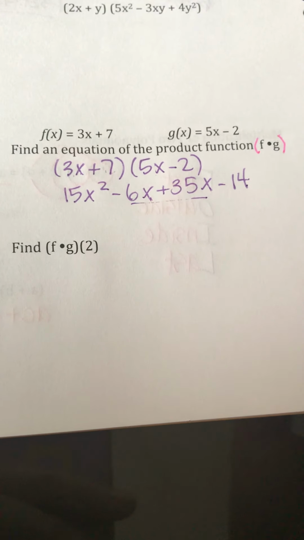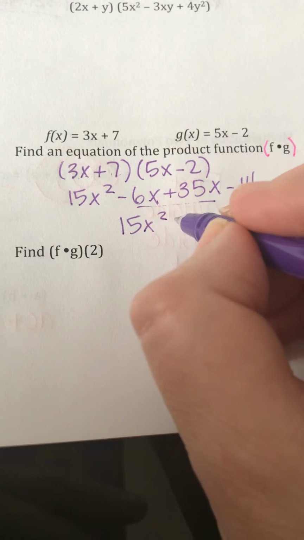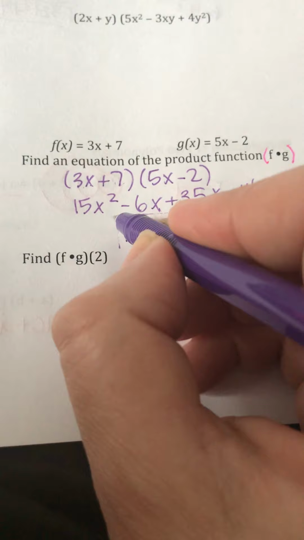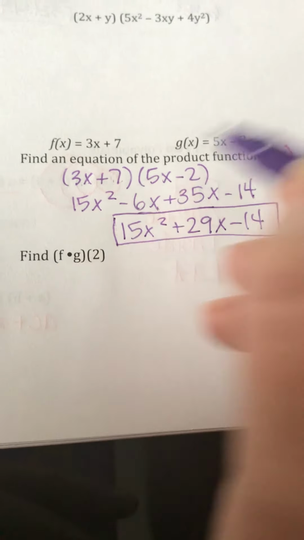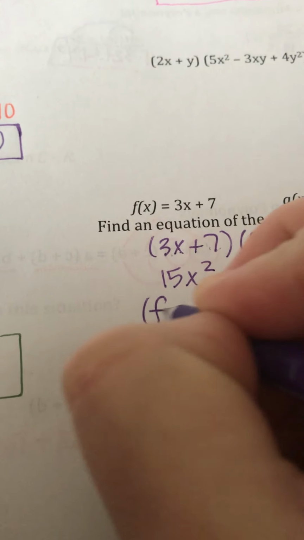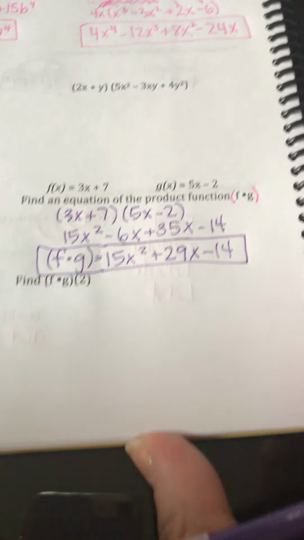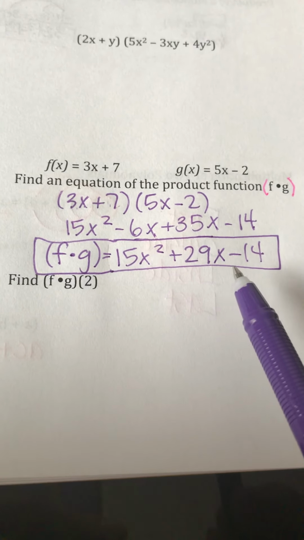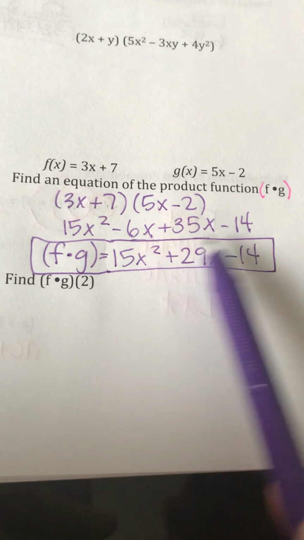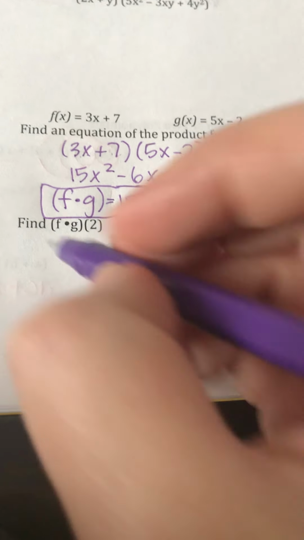Okay, these two are like terms. So I have 15x squared. Negative 6 plus 35 gives us plus 29x minus 14. Okay, oops. We need to write F times G equals this. So this is our product function, okay? Now, with this product function equation, now we go down here to find F times G of 2.